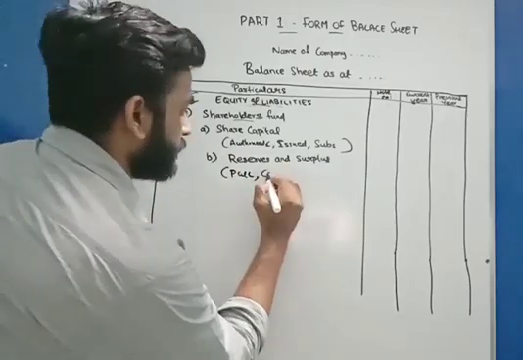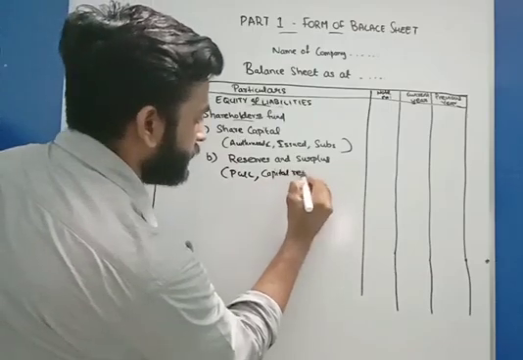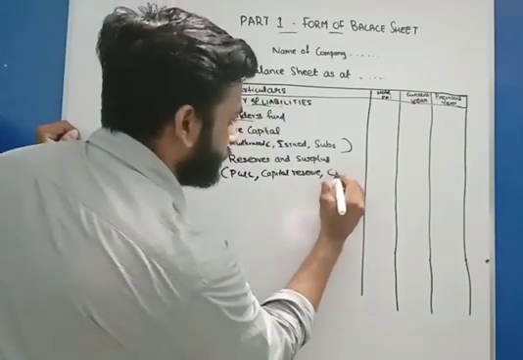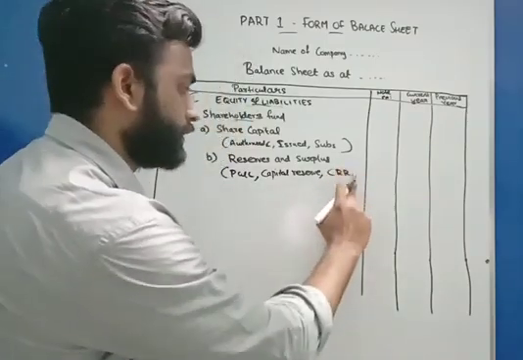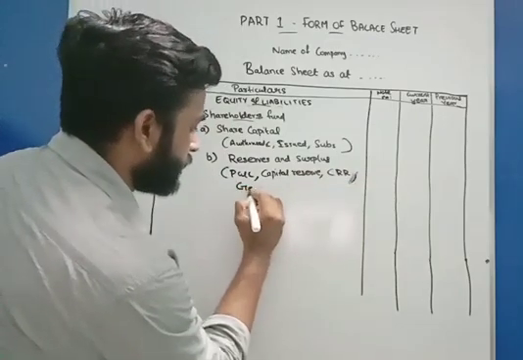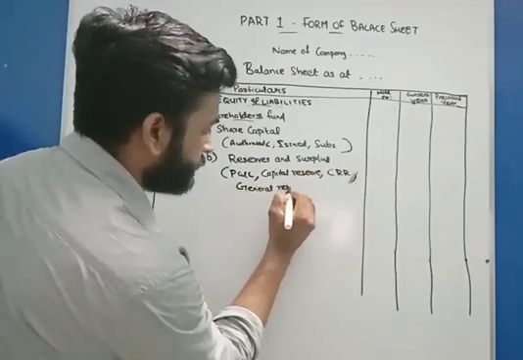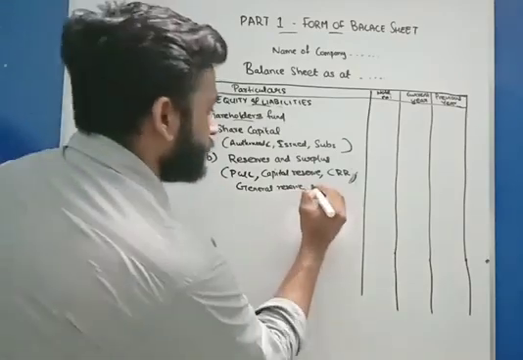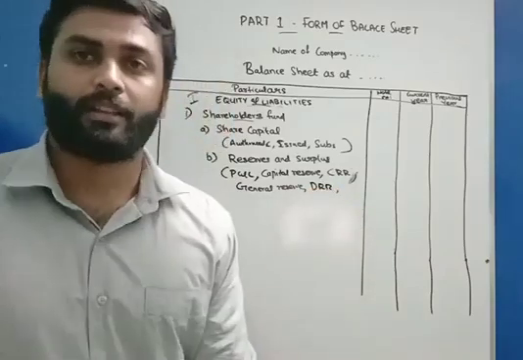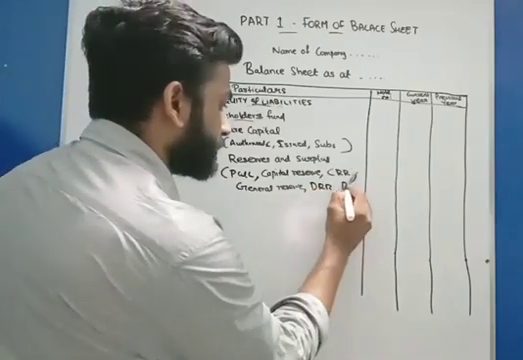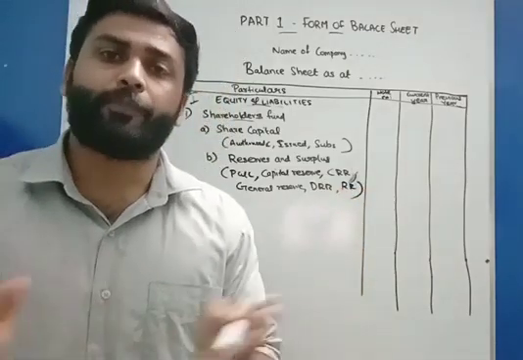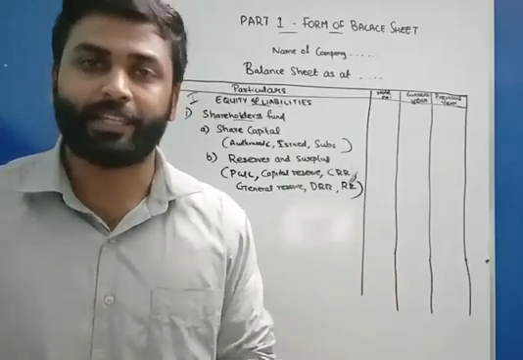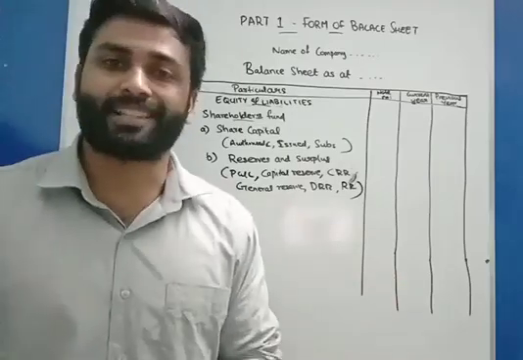Then capital reserve. Then capital redemption reserve. Then general reserve. Then debenture redemption reserve. Then revaluation reserve. So all types of reserves of the company and all types of surplus as well as the losses of the company are recorded in the reserves and surplus head.